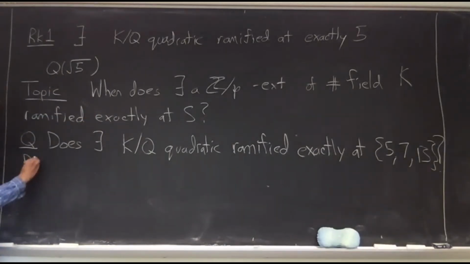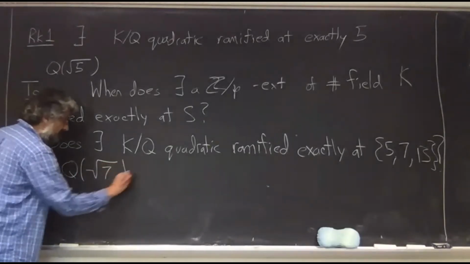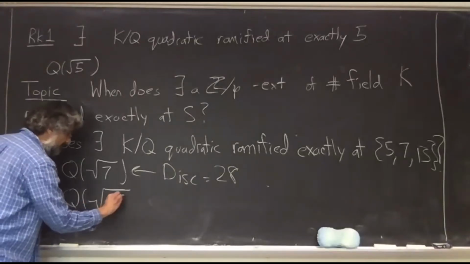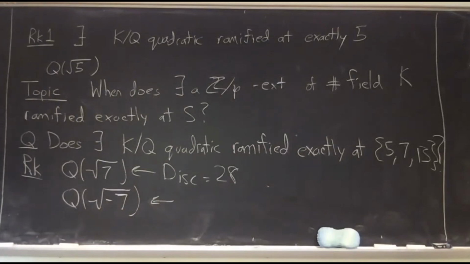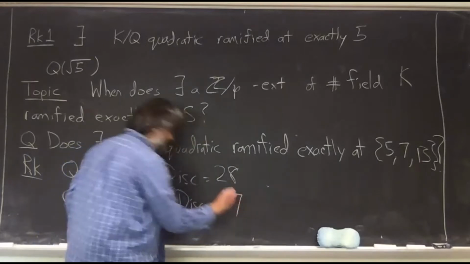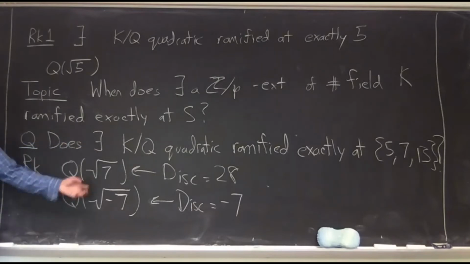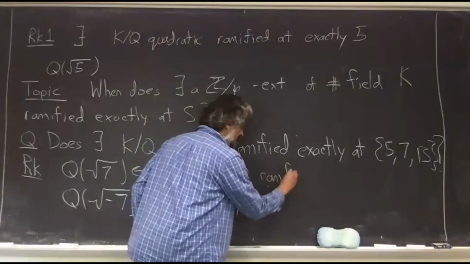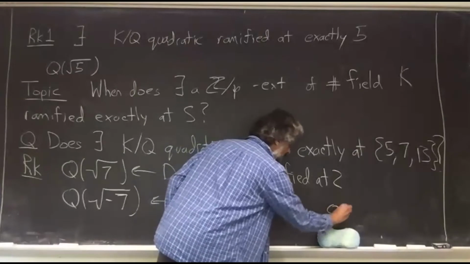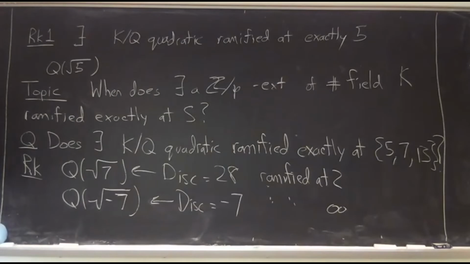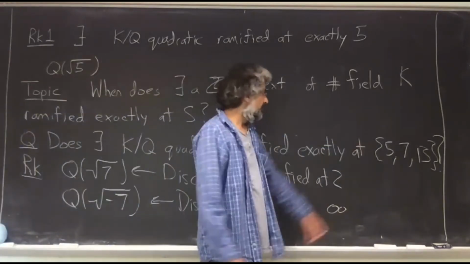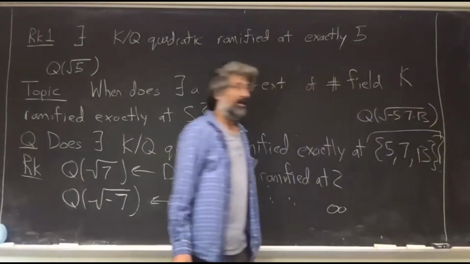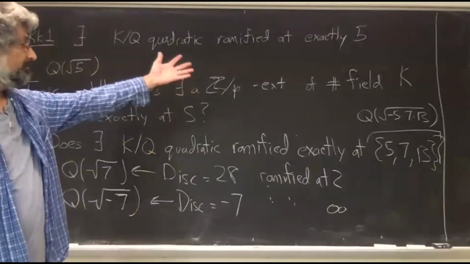For 7, this discriminant is 28. Here the discriminant, which measures the ramified primes, is negative 7. But if you're looking for something ramified just at 7, both of these are failures, because this is ramified at 2 and this is ramified at infinity. So there is no quadratic extension ramified exactly at 7, and the same thing happens here for this example. That was a part of the polling question. You would have to look at something not ramified at 2, and then you would allow ramification at infinity.